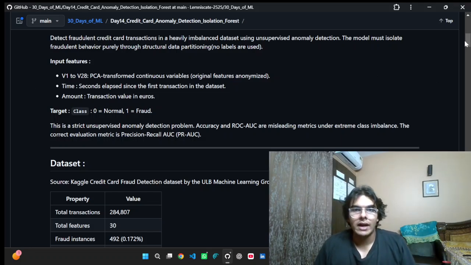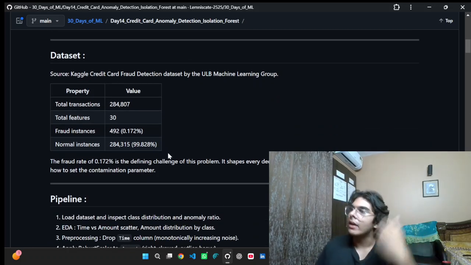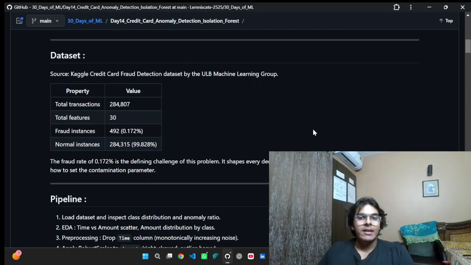We will look at the data in a second. So this is how the data looks. One very important thing, when we do the EDA, which I'll show in just a second, we can see that the fraud values or the anomaly values are very few. See, 99.8% of values are normal, 0.17% are frauds, which means that the anomalies are this much.